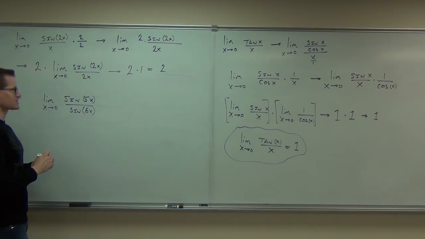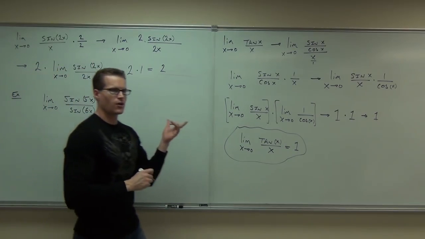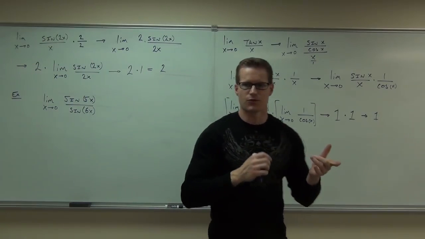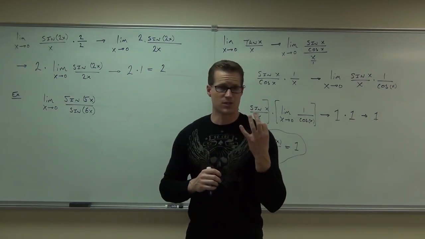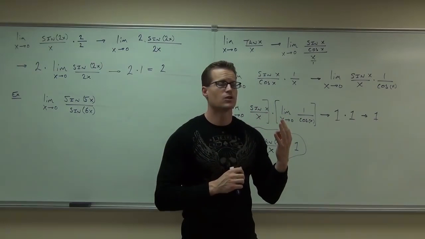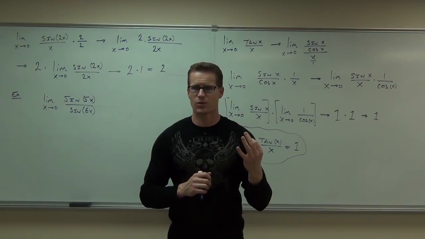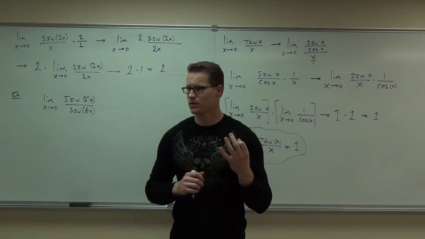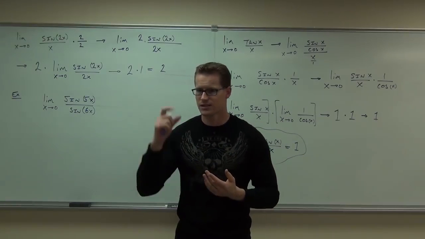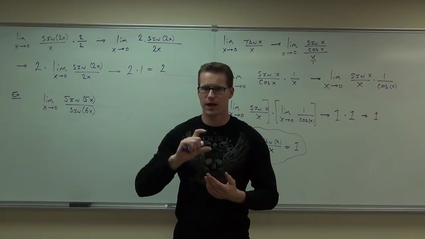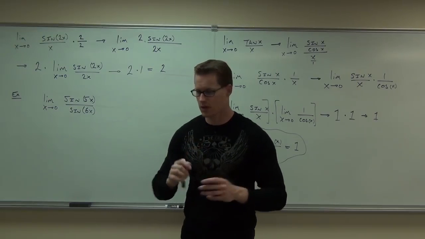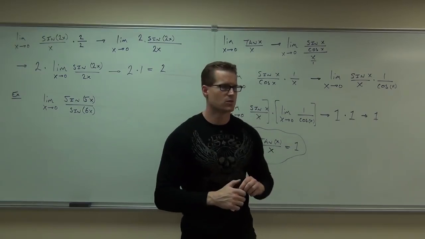Oh, well this is kind of nasty. Does this look like any of our identities so far? We only got 3 of them. You got to make it fit one of those. Which one is it closest to? The tangent one, the cosine one, or the sine one? It's closest to the sine one. But I need to have sine over an x. True? Okay.